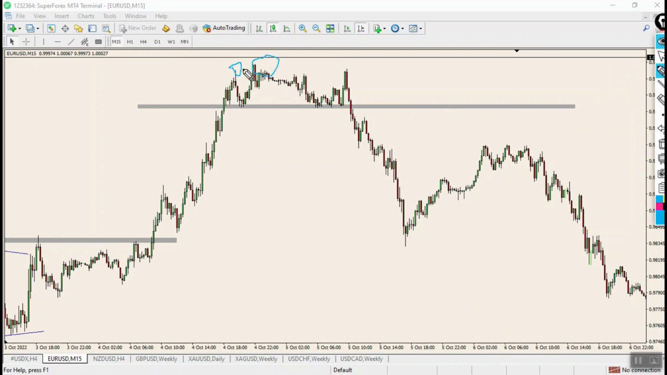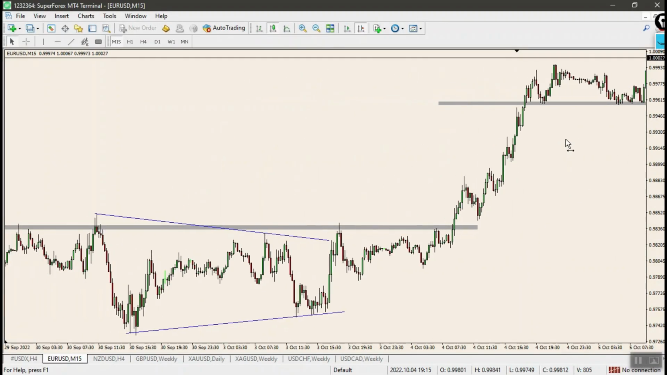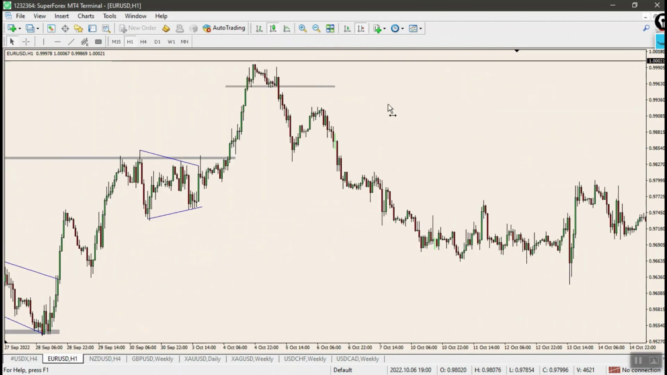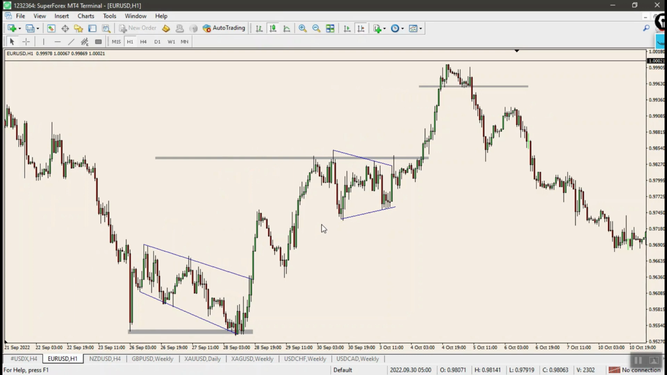Here's a shoulder, a head, and another shoulder before the market broke below and went down. So that's pretty much how efficient and how powerful trading structure instead of trading support and resistance can be. Let's move on to the next example for further clarity.